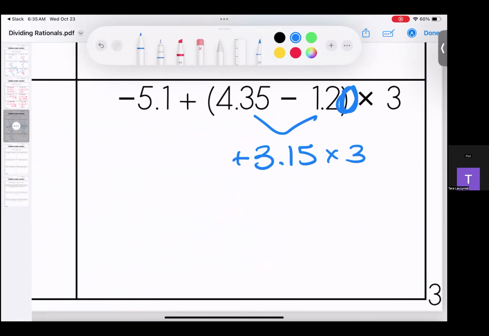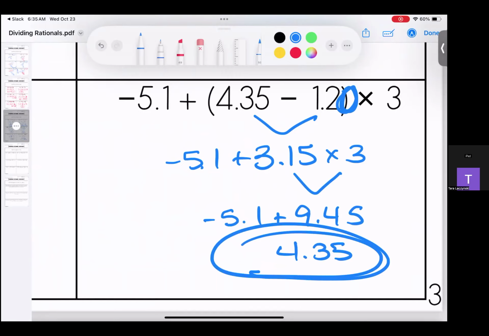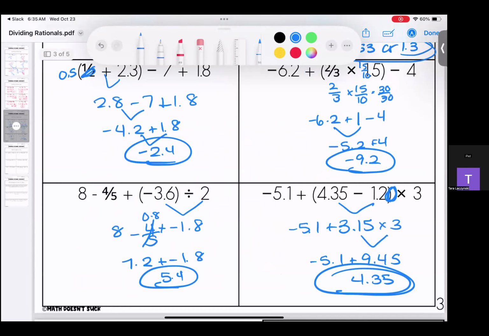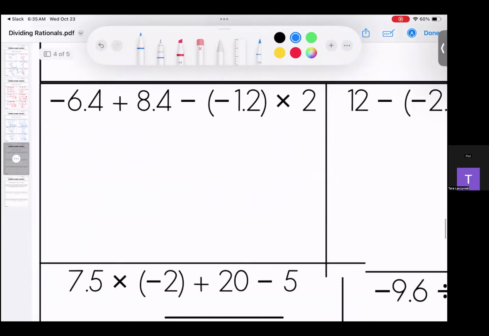3.15 coming outside of the parentheses. We have 9 and 45/100 becomes 4 and 35/100. Look how friendly that is. And that's the end of page 3. Let's keep PEMDASing, my loves.